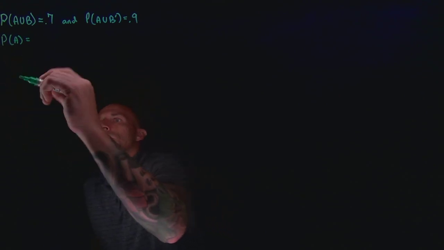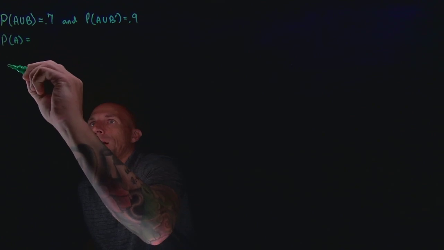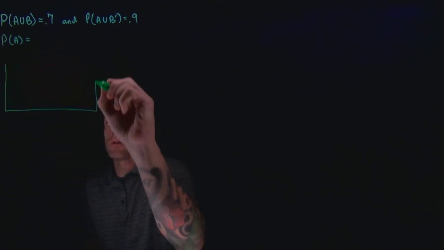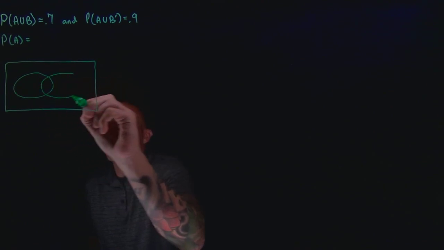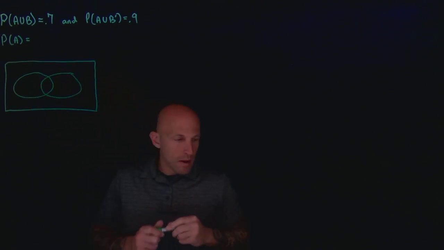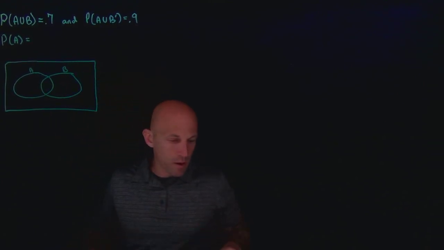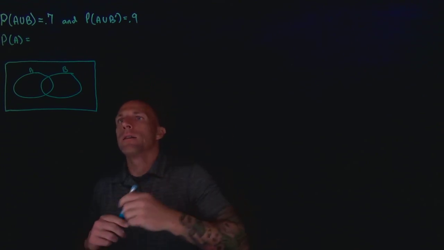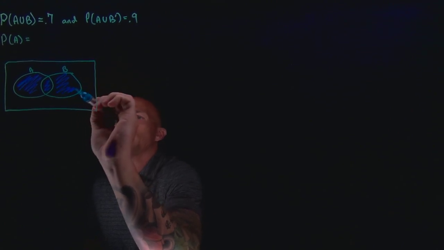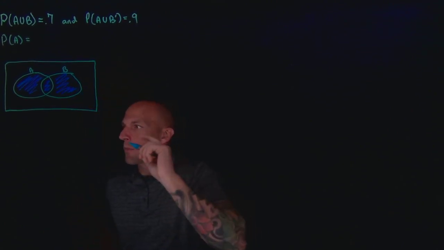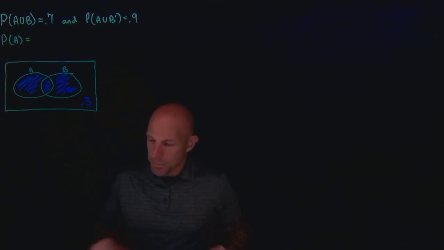So let's work that out graphically, starting with this one right here. The probability of A union B is equal to 0.7. So we sketch out our Venn diagrams and our box that represents the universe of the problem. And we'll let this be A, this be B, and we're being told that everything inside of A and B, the intersection, A alone, B alone, all of that is equal to 0.7, which implies that everything outside of A and B is equal to 0.3.